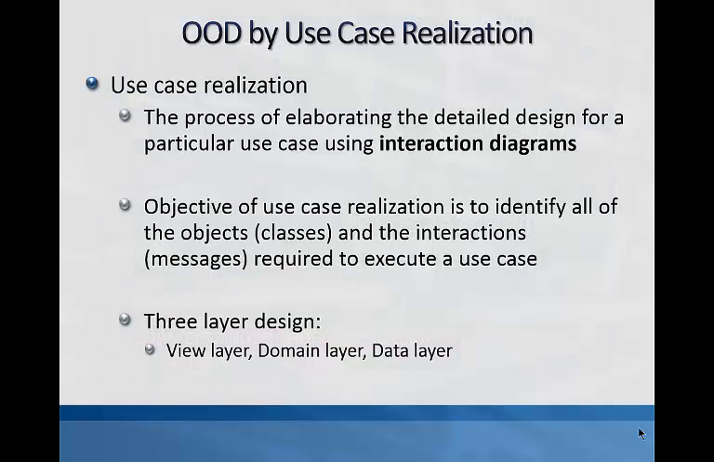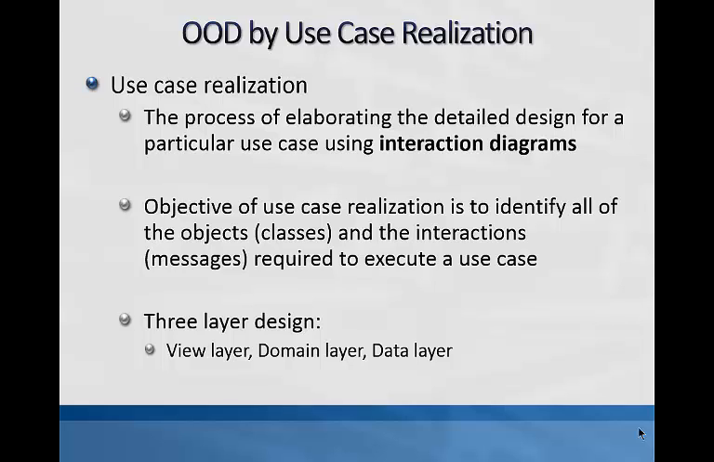Use case realization is that process which elaborates the detailed design of a use case using interaction diagrams. The objective of this detailed design is to identify all of the objects, or the object classes, and the interactions, or the messages, that are required to execute a use case.